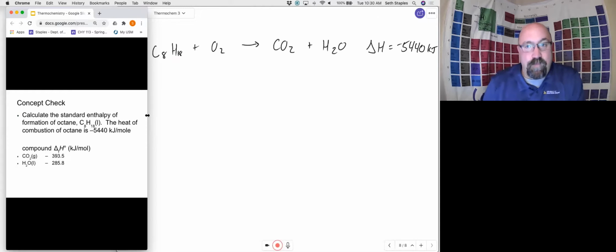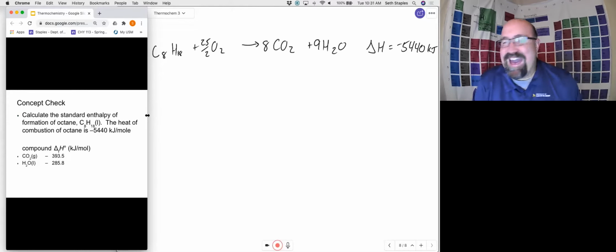And so the first thing that we're going to want to do is definitely balance this equation. When we go through and balance this, we can see that we're going to need 8 CO2s to get us our 8 carbons. We're going to need 9 H2Os to get us our 18 hydrogens. That leaves us with 25 oxygens on our product side. We have O2 here.